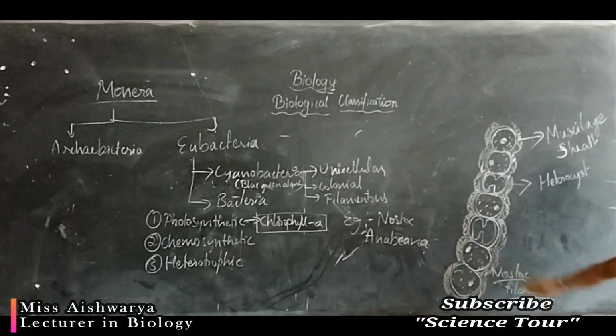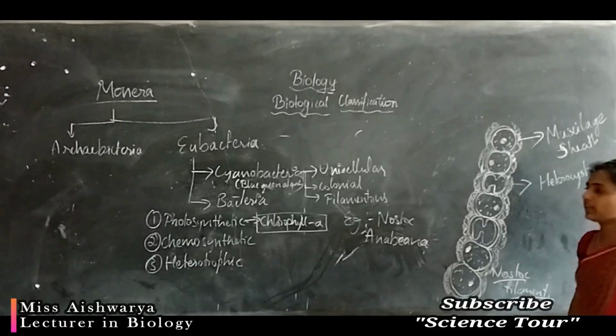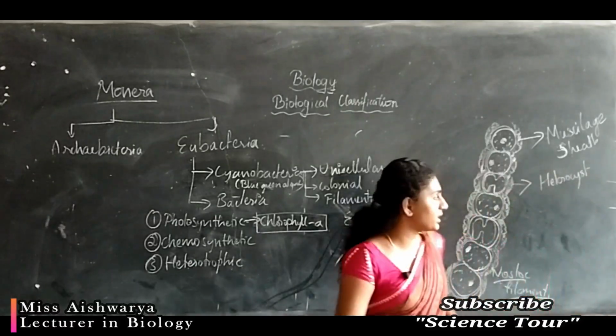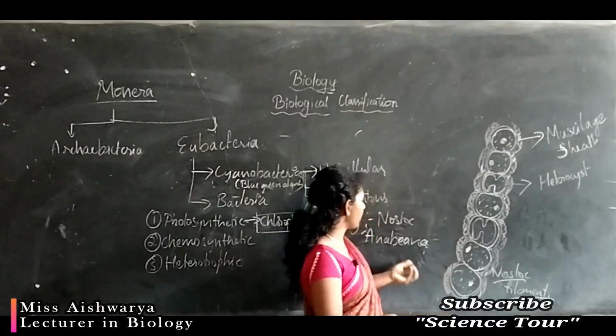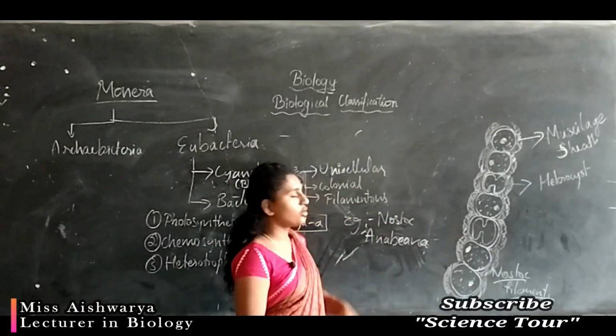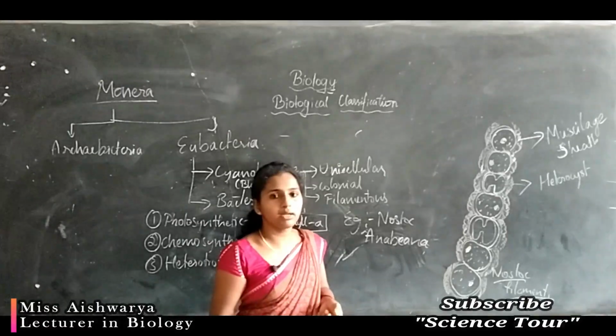This is the structure of a nostoc filament, very important. And the Anabaena structure is also the same, with some few differences. Some Anabaena and nostoc will grow along with some other plant.